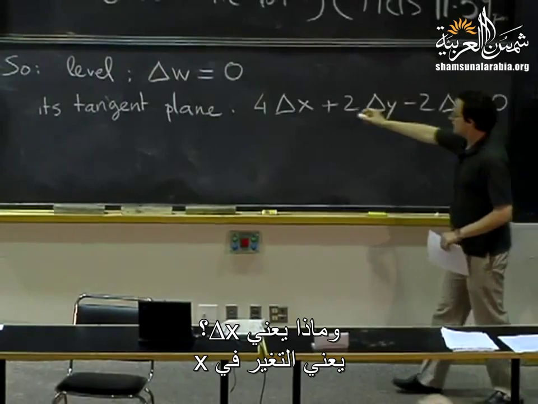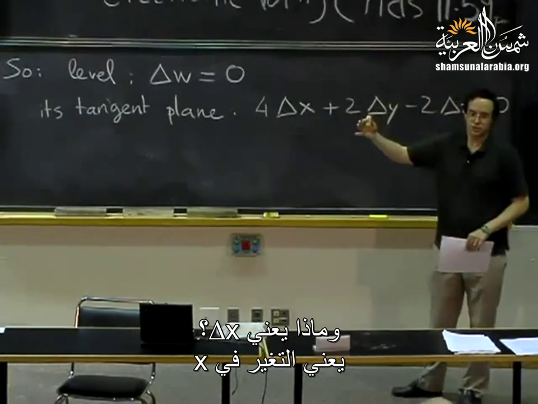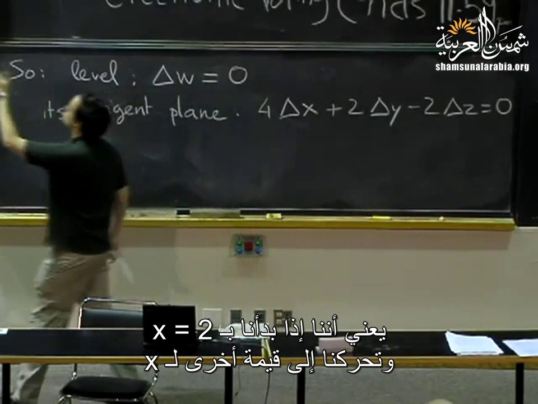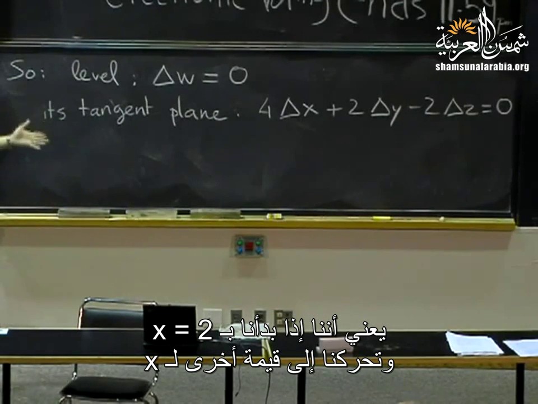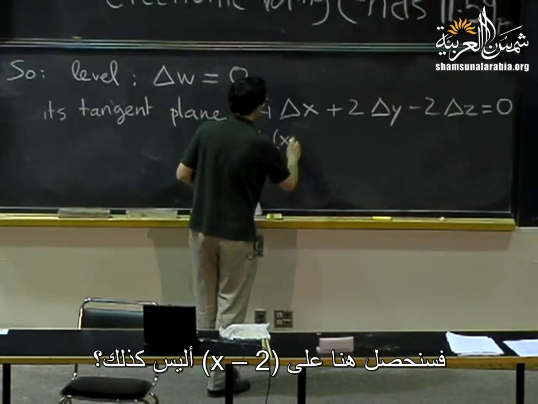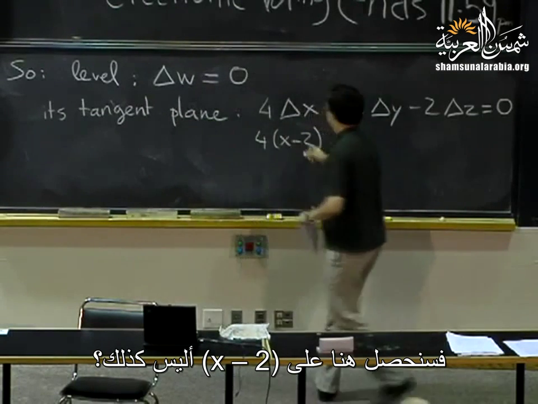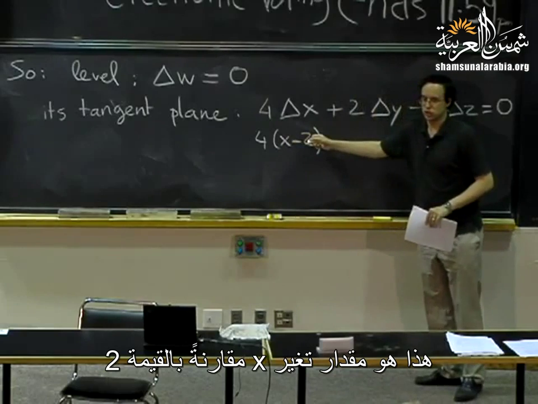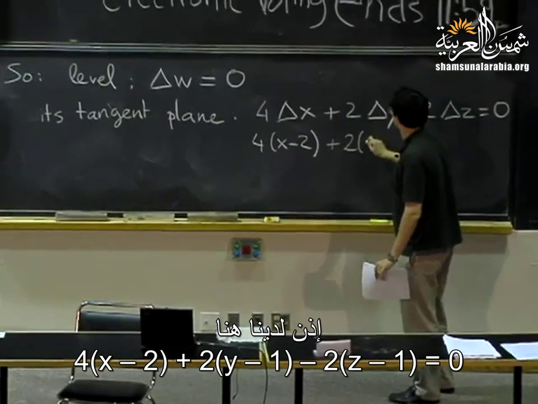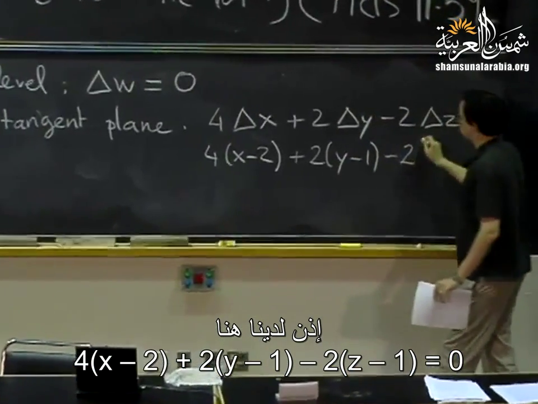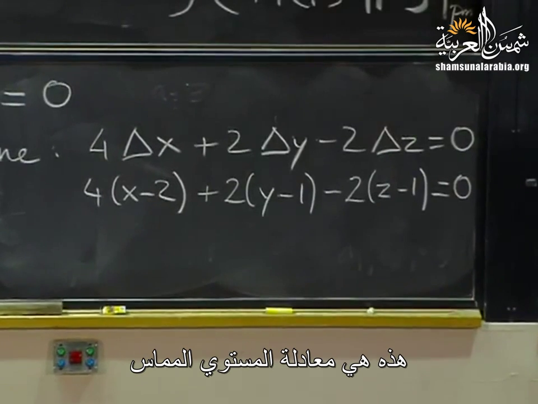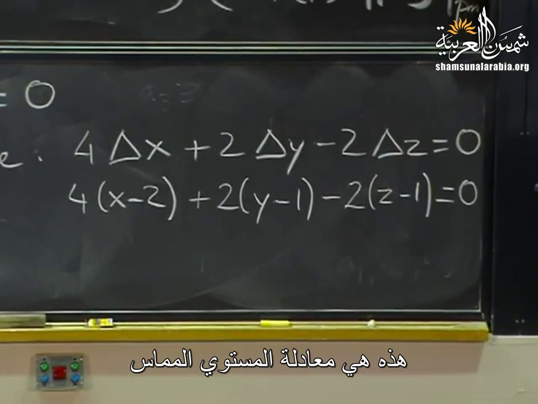And what's delta x? Well, that means it's the change in x. So what's the change in x here? We started with x equals 2, and we moved to some other value x. So that's actually x minus 2. That's how much x has changed compared to 2. And 2 times y minus 1 minus 2 times z minus 1 equals 0. That's the equation of the tangent plane.